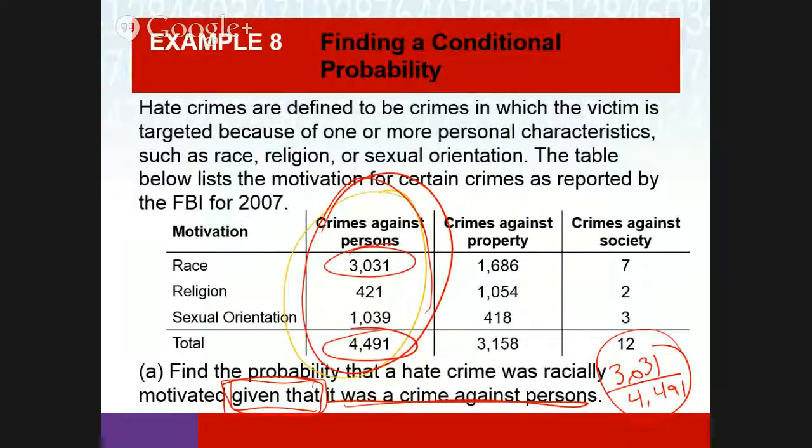Do you see that? The "given that" is kind of your key. What comes after the "given that" tells you what category you're in. Given that it was a crime against a person, it was motivated by race. So you have crimes against person and race, where they overlap, divided by the total crimes against people.